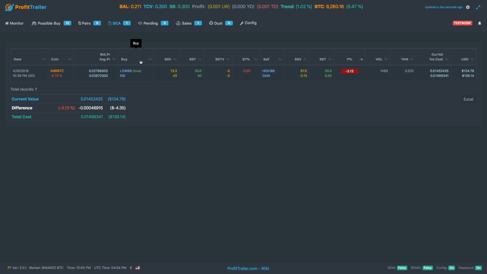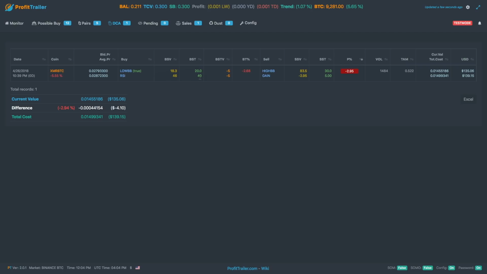Now for your buy strategies column here, this tells you how many or which ones you have active for this particular coin. I'm using currently low BB and RSI on my test mode bot. And it also will tell you in the next column what the buy strategy values currently are based on the current price. The buy strategy trigger column is actually your buy strategy value that you set in the DCA config.